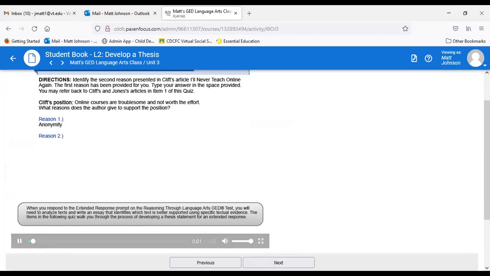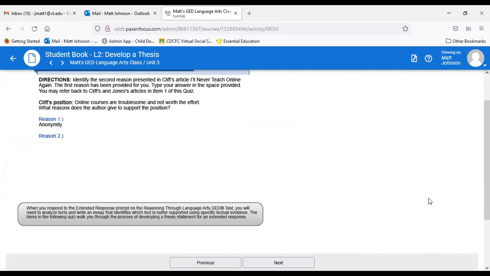When you respond to the extended response prompt on the Reasoning Through Language Arts GED test, you will need to analyze texts and write an essay that identifies which text is better supported using specific textual evidence. The items in the following quiz walk you through the process of developing a thesis statement for an extended response.